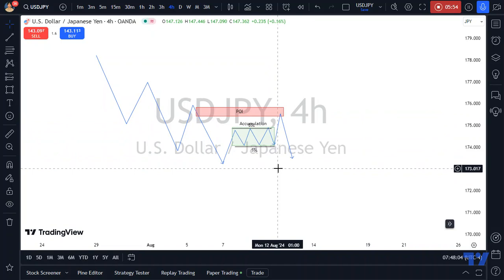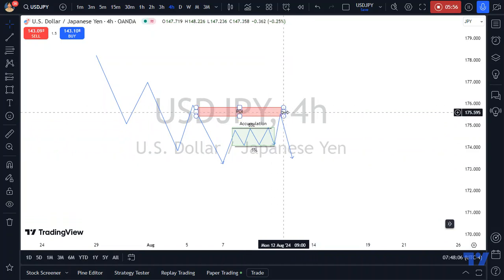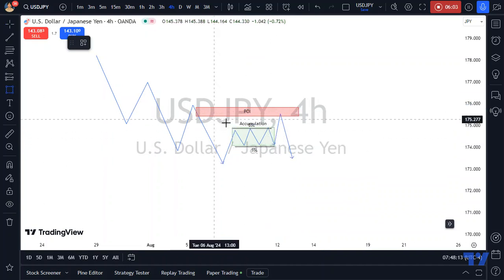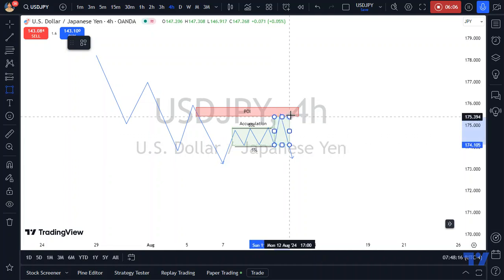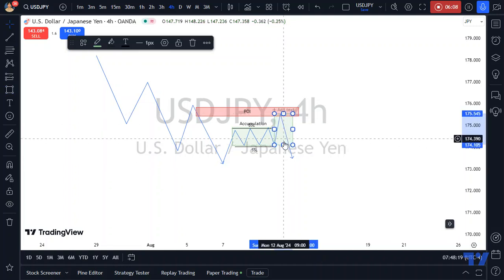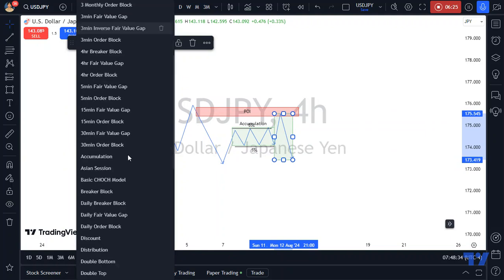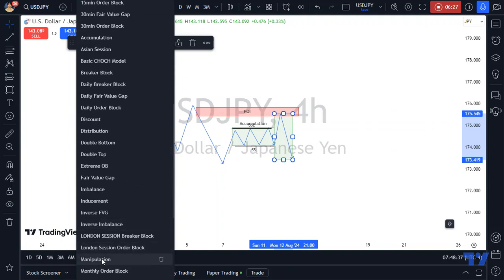So the next concept we're looking at is manipulation. Manipulation is when price takes out liquidity, whether it be sell side or buy side. And as we can see, we have price manipulating, taking out sell side, buy side first, and then sell side. Because we are bearish, in this example we want price to take out buy side first because our higher time frame bias is bearish. So this will be the manipulation phase.